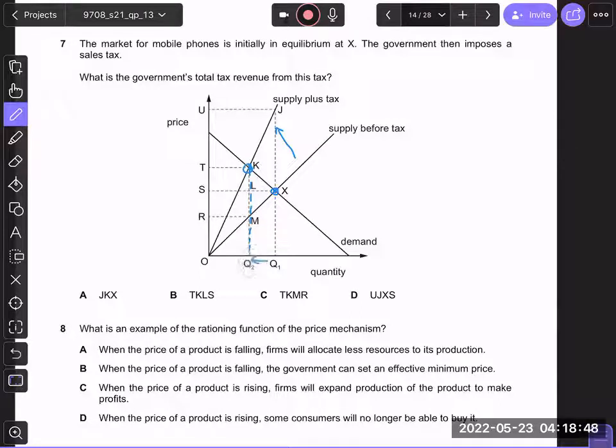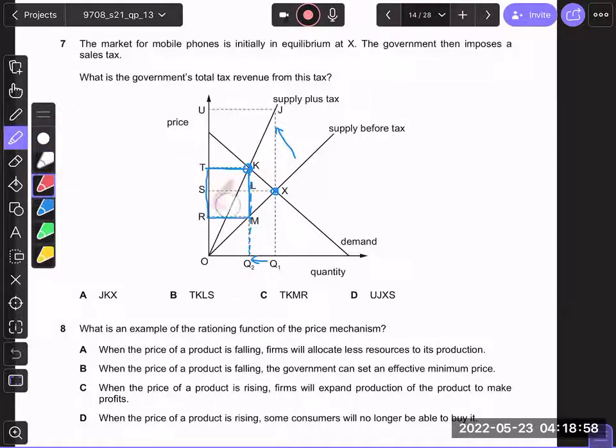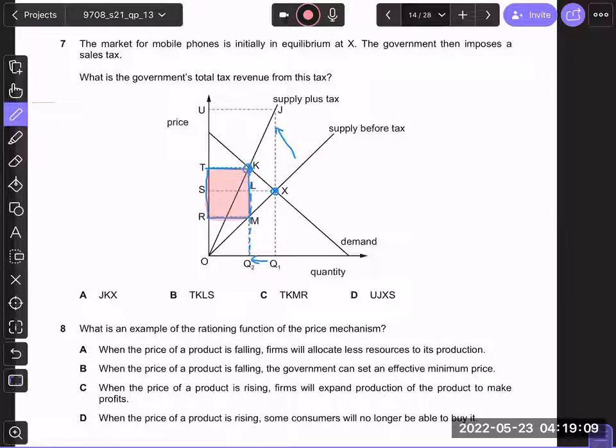A fall in the quantity. This whole square or rectangle will be the tax revenue collected by the government. Right, all of this becomes what? The tax revenue which the government collects.